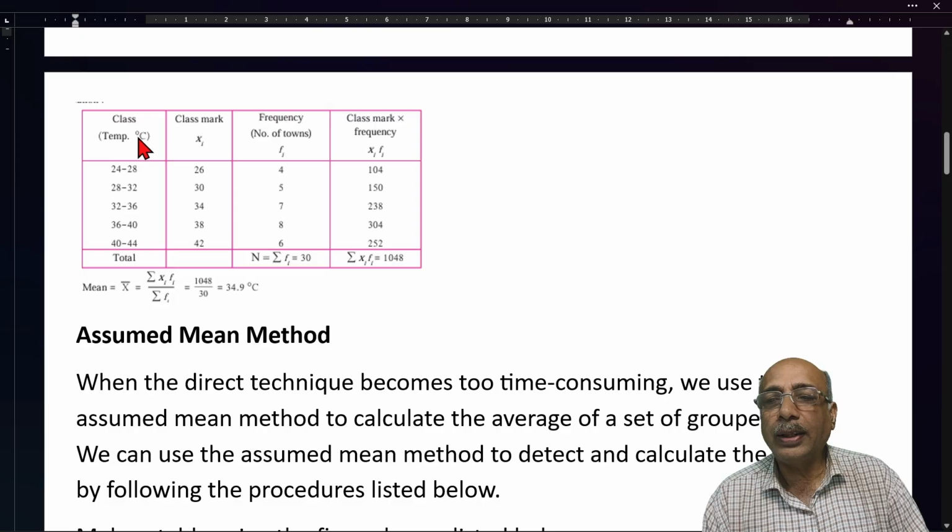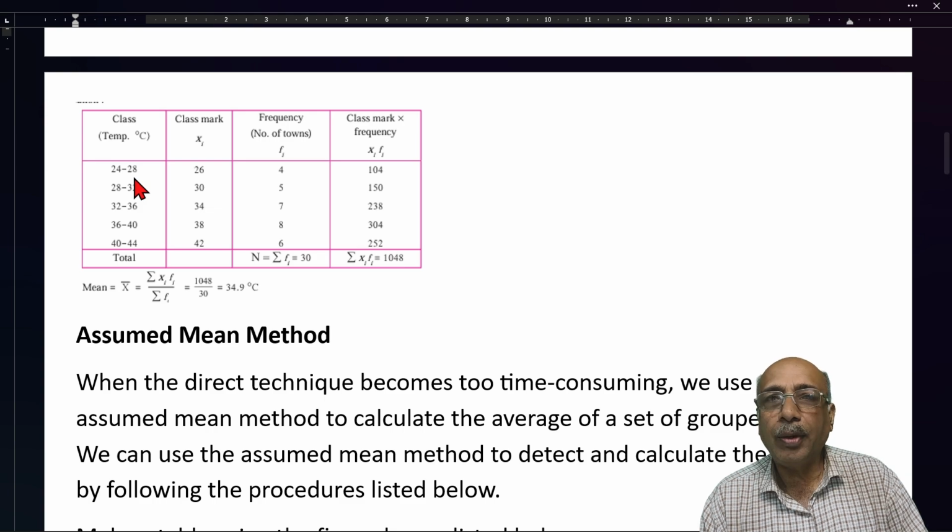First, you have to write the classes where the group frequencies are given. Then you have to take the class mark. How to take the class mark? This is known as the lower limit of the class, and this is known as the upper limit of the class. So here 24 plus 28 equals 52. Divide by 2. Lower limit plus upper limit divided by 2 will give you the class mark, that is denoted by xi.